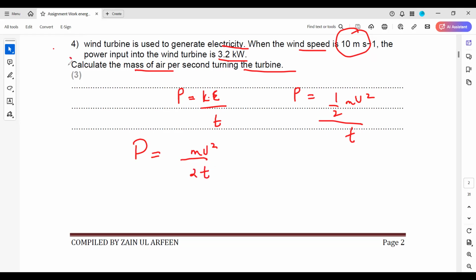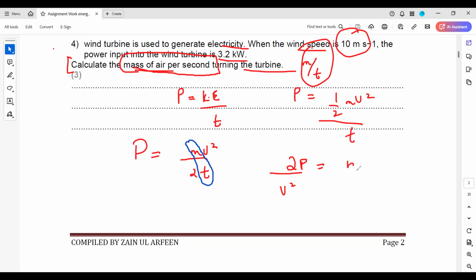In the question, we have to calculate the mass of air per second. Mass of air per second means we need m over t, the mass of the air which passes every second. So I will keep m over t on one side and move the rest to the other. The 2 is divided, so on the other side it will be multiplied, so it will be 2P. And v squared is multiplied, so on the other side it will be divided: 2P over v squared equals m over t.